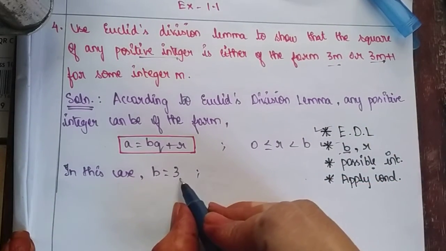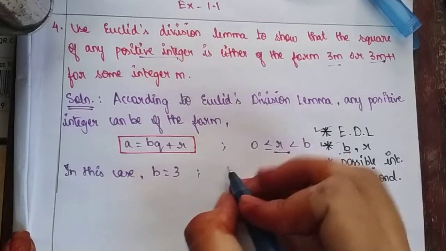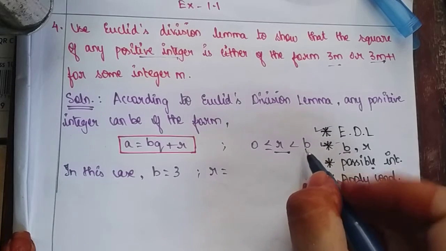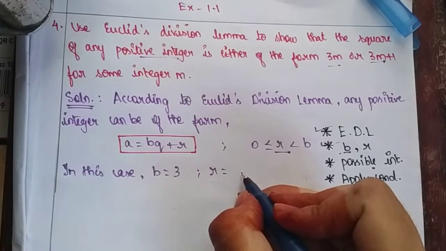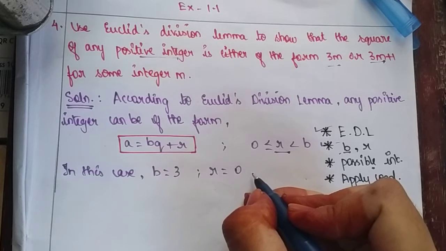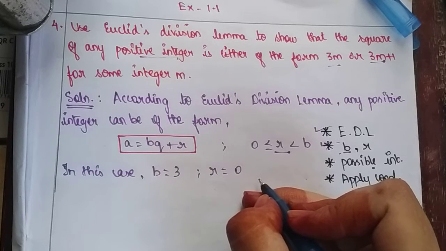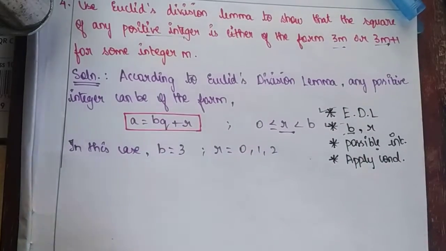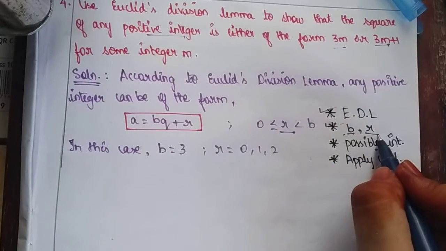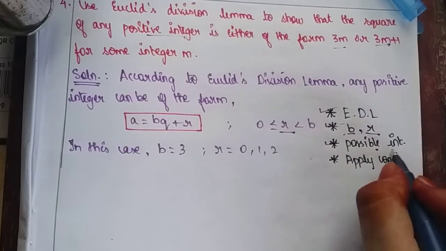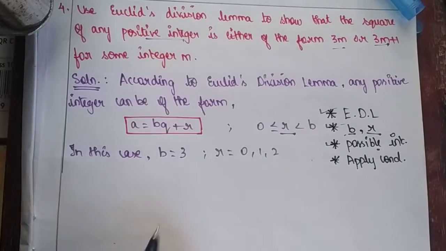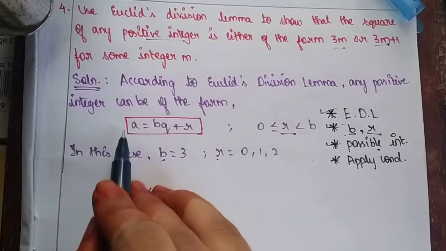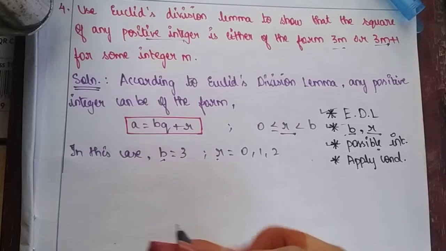Then once we got the value of b, we can find the value of r. Since r is greater than or equal to 0 and less than b, here b is 3, so the r value ranges from 0 to 2. So 0, 1 and 2. Here we got the value of r. After this, we have to find the possible integer values. To find them, we substitute the values of b and r in the relation a is equal to bq plus r.